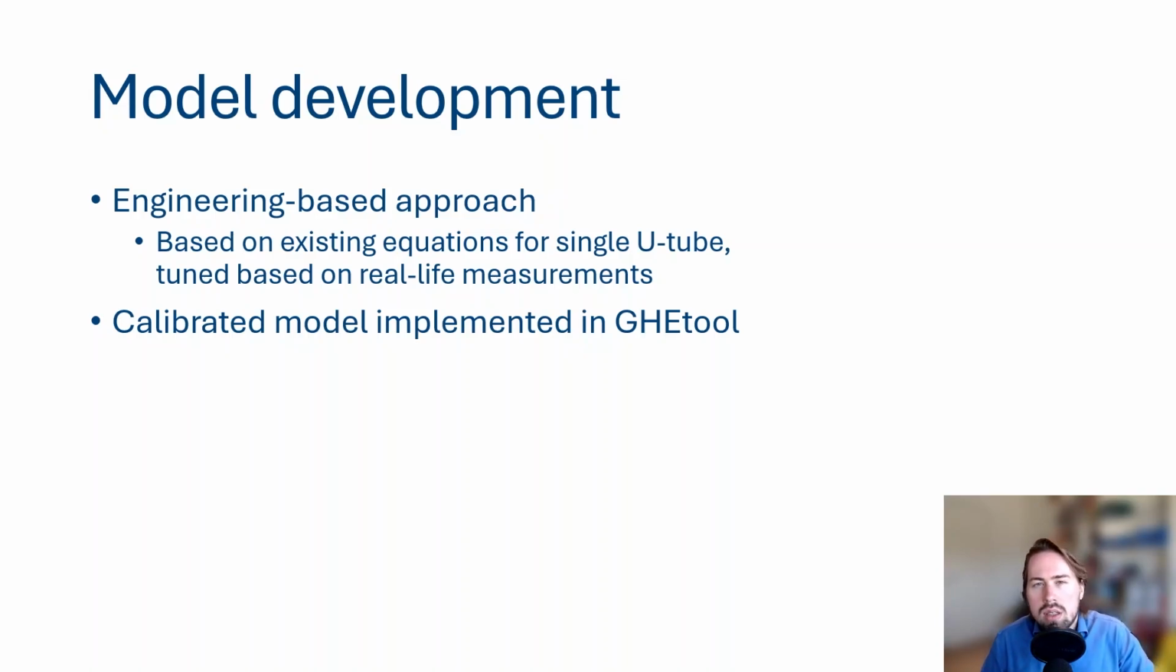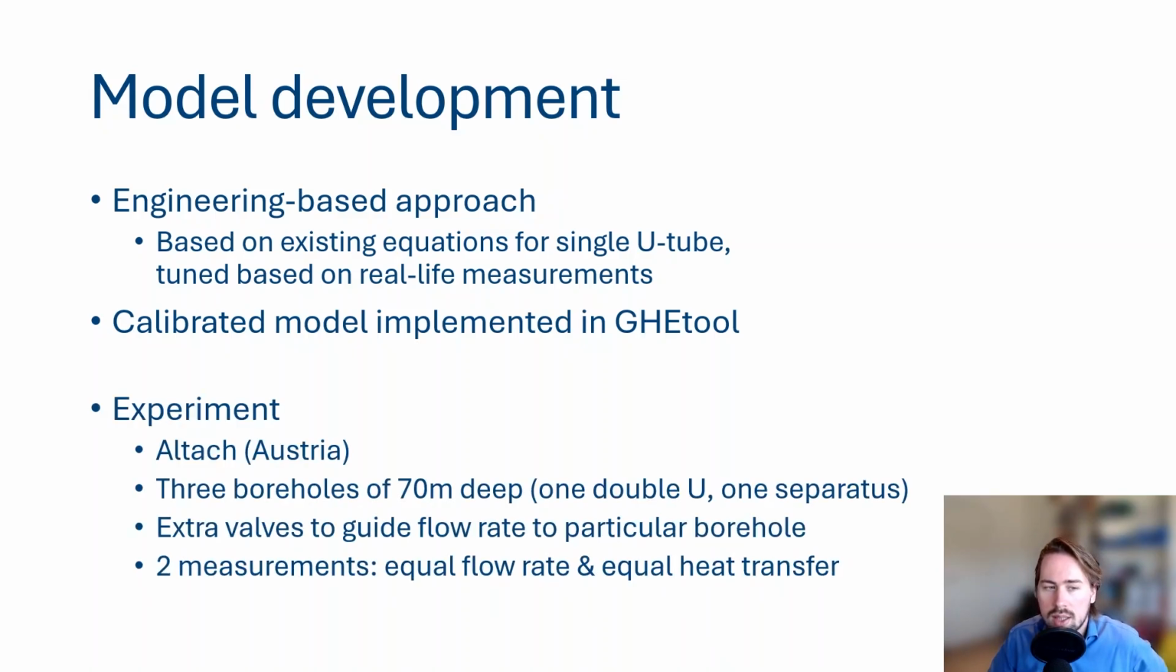Now, these measurements are not lab measurements. They were based on a real-life project, let's call it the experiment, which was in Altach in Austria. There were 3 boreholes drilled of 70 meters deep, and one of them was with a double U-tube and another one was with Separatus. They installed extra valves in the manifold in order to guide the flow rate to a particular borehole, so to really play around with which heat exchanger the heat pump is interacting.